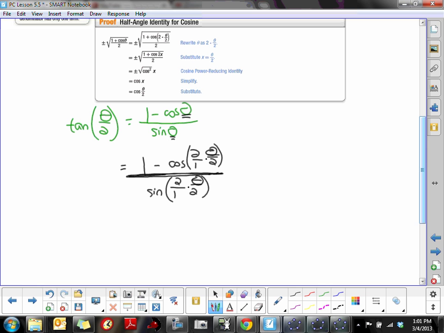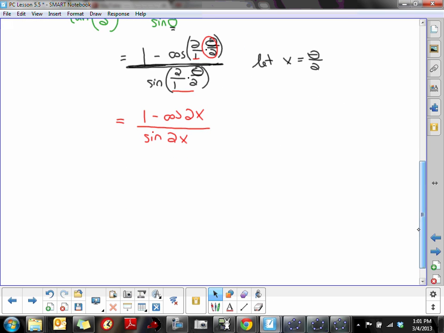So it's still equivalent, and we're still letting x equal theta divided by 2. So now we're going to make our substitution or replacements with 1 minus the cosine of. Our 2 stays in place, but theta over 2 is equal to x. This is the sine of, it's going to be 2 times x.